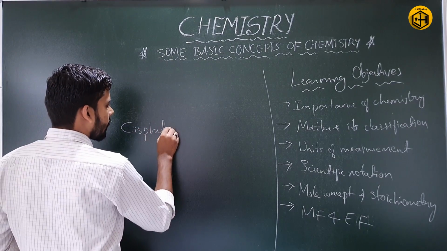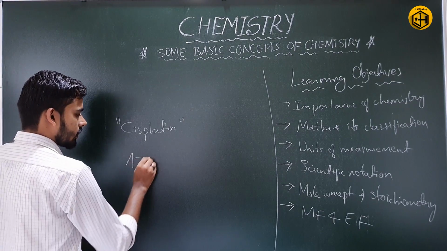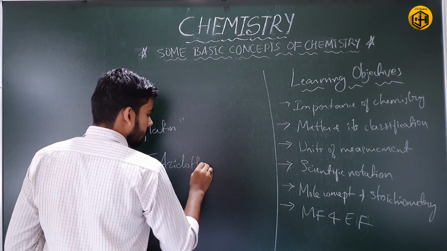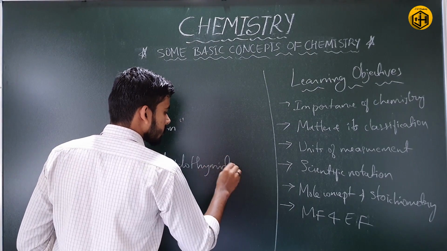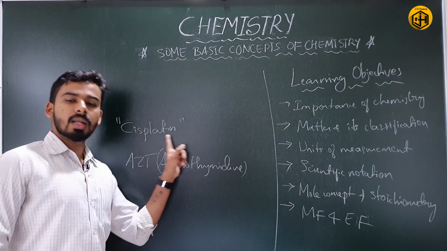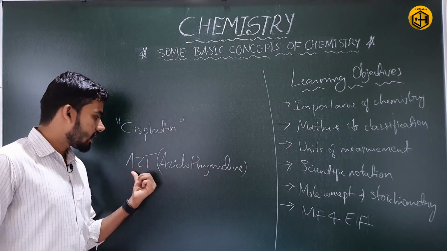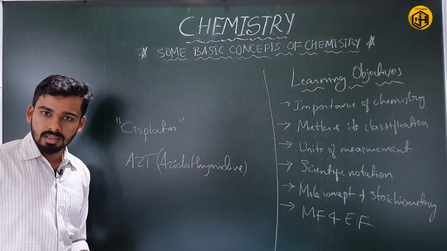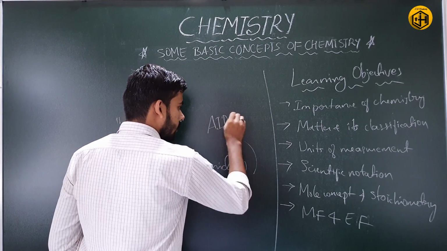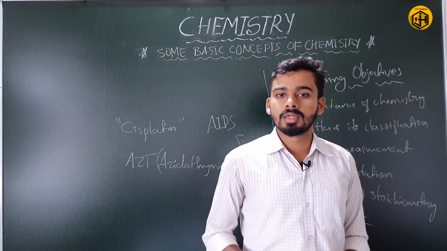Have you heard of this one? Cisplatin, AZT, or azithromycin. There are some medicines like cisplatin. It is a drug used for the treatment of cancer. And AZT, azithromycin, is the drug used for the treatment of AIDS. These are all drugs. All these drugs are derived from chemistry only.